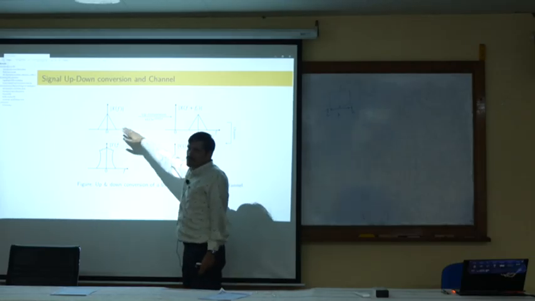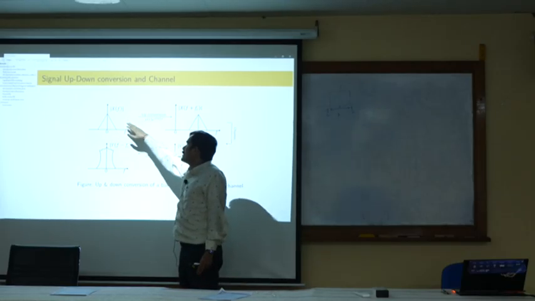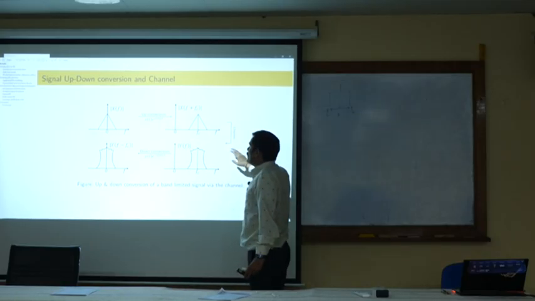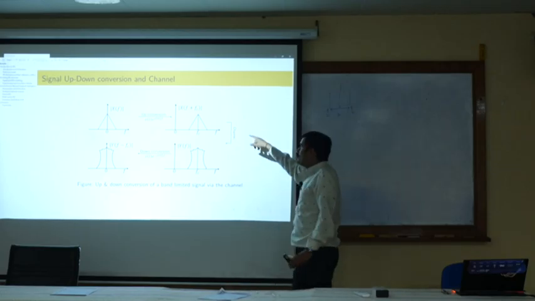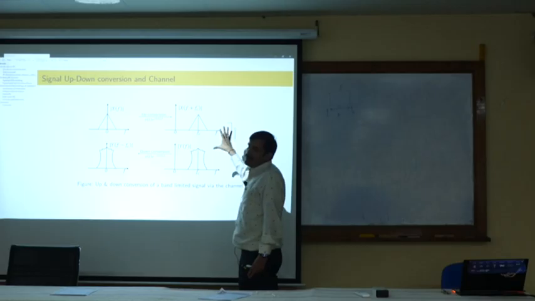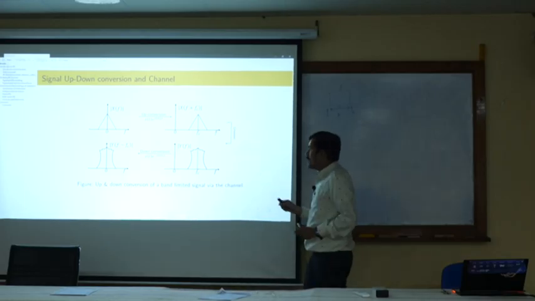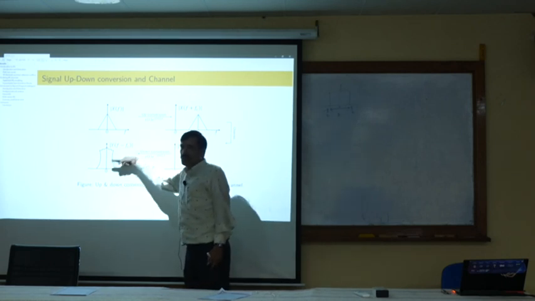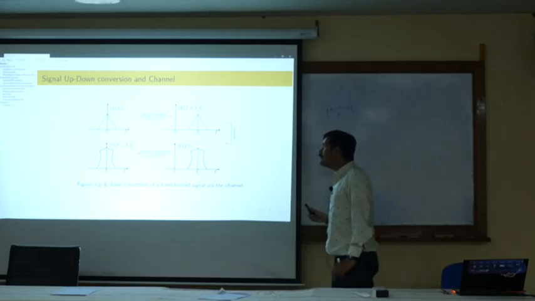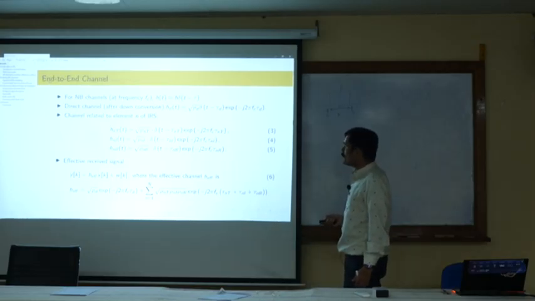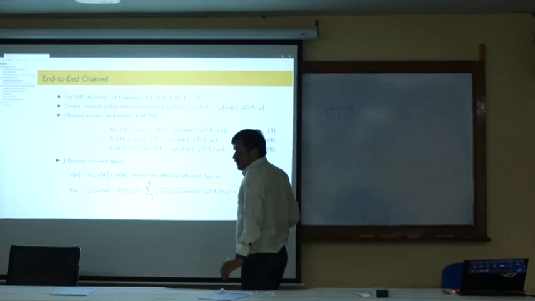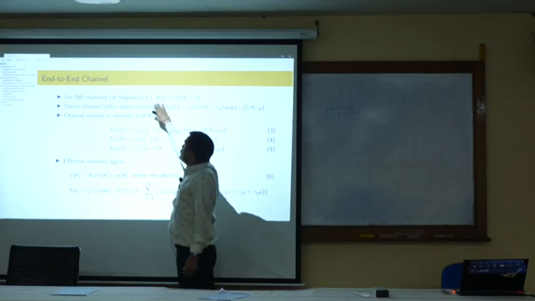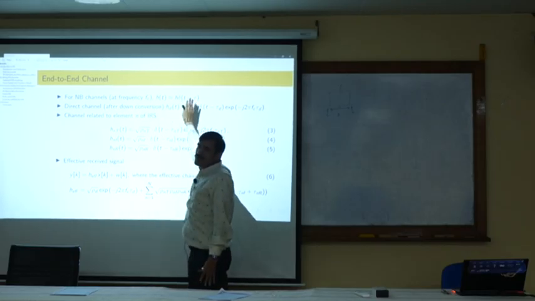We have some X(f). This is the magnitude spectrum, and we do the up-conversion to transmit it, and it goes through a channel. You should note that this channel is in the passband at frequency fc. After that, we do the down-conversion, and it comes to this. Then we decode this kind of signal. Here we are talking about the end-to-end channel for a narrowband channel at frequency fc. At that frequency, the channel is like this for a frequency-flat channel.